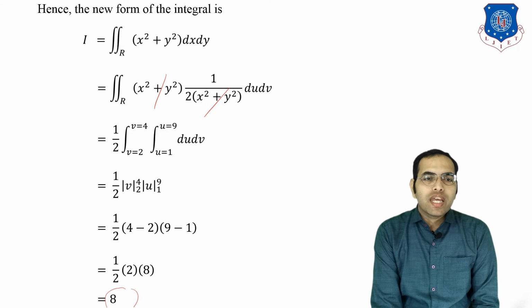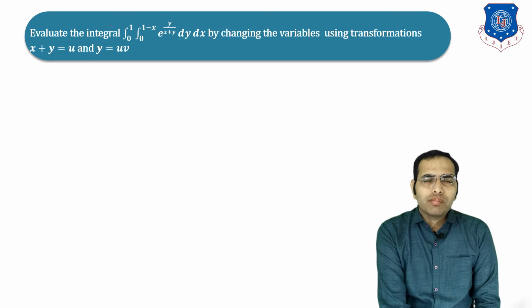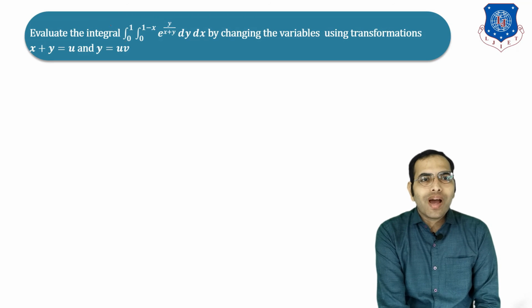That is our required answer. Let's see one more example. Evaluate the double integral from 0 to 1 of (1 minus x) y upon e raised to x plus y, dy dx, by changing the variables using the transformation x plus y equal to u and y equal to uv.